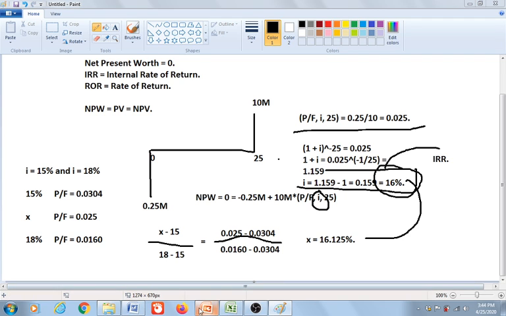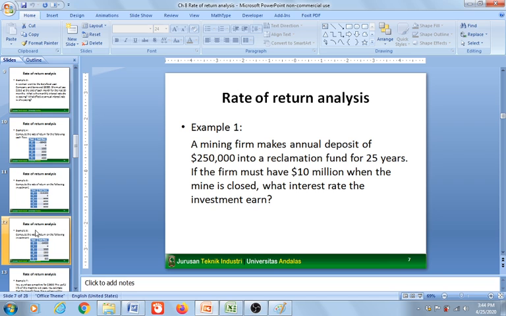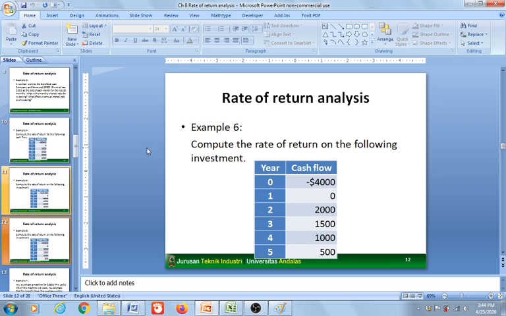Now, let's see another example. Okay, this is example 1. Now I'm gonna solve example number 6 over here. So we have the cash flow. In year 0, the cash flow is minus 4,000. In year 1, it is 0. In year 2, 2,000. In year 3, 1,500. In year 4, 1,000. And in year 5, 500.